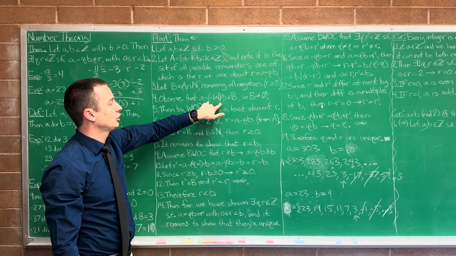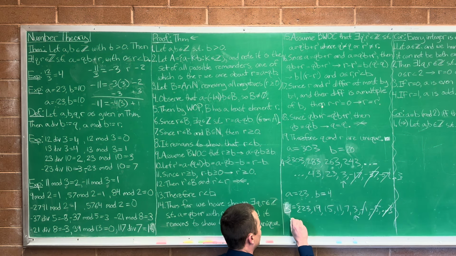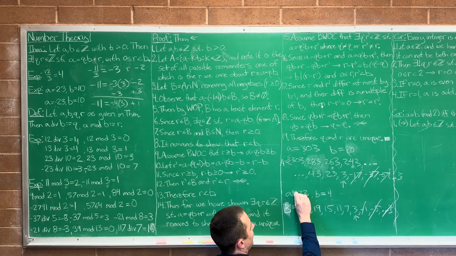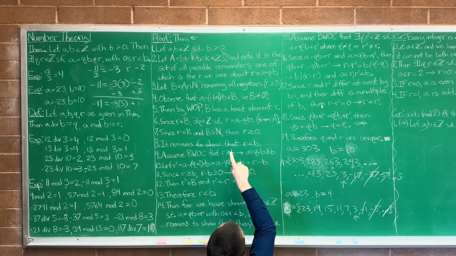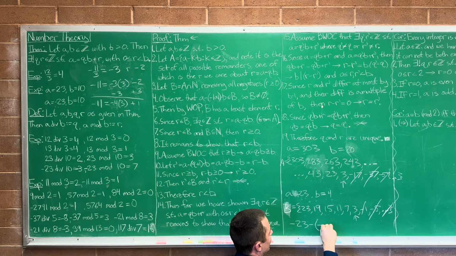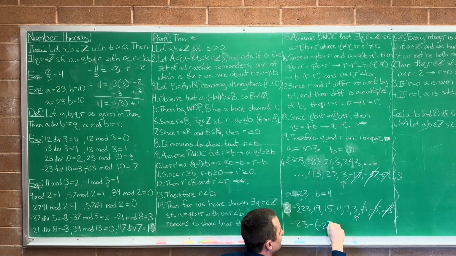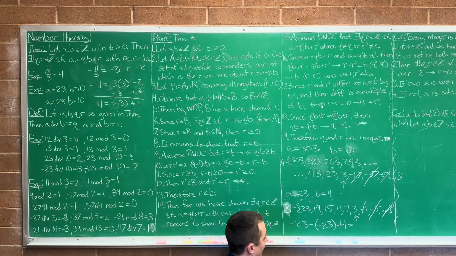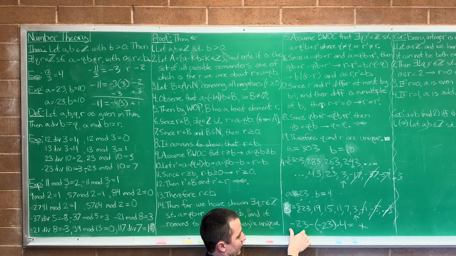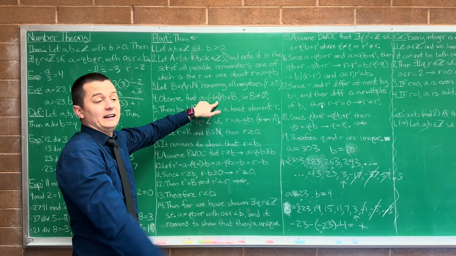Let me write this concretely for the case that a is negative. Give me a number for a that's negative. Let's just do a equals negative 23 and b is 4. And let me write out exactly what that is. So now we're looking at negative 23 minus negative, what's the absolute value of negative 23? 23 times b. And all we care about is that it's positive. This is bigger than that. Okay. Good?